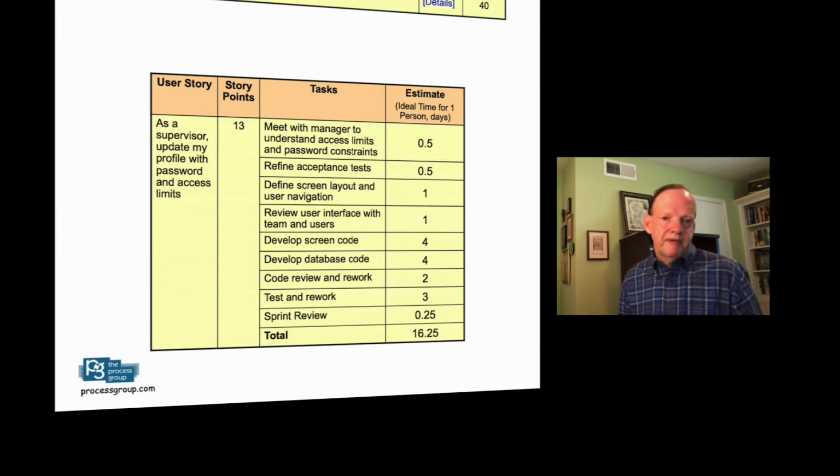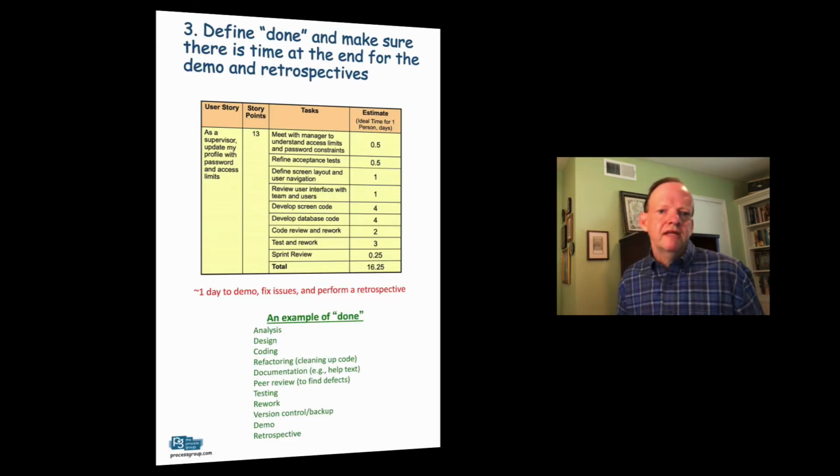So we want to make sure we pick the right amount of work where the effort leads to maybe 1 or 2 days before the end of the sprint, and we know we can finish that work and get a demo. So number 3, we define the work done for the team and make sure there's time at the end for the retrospective and the demo.